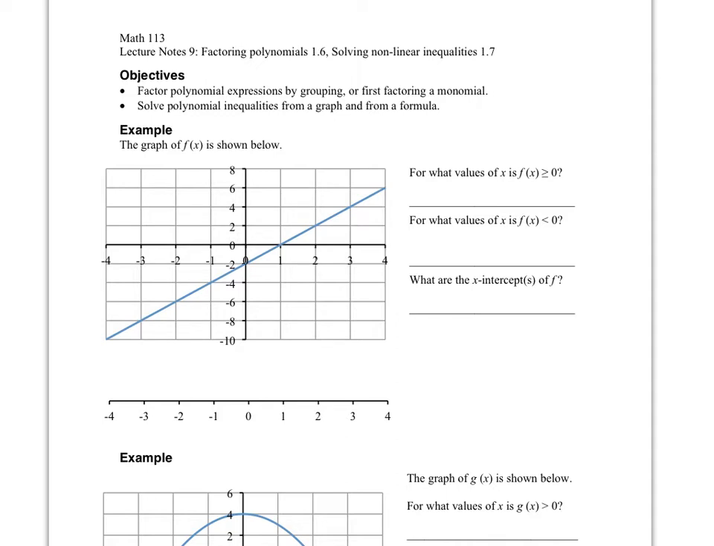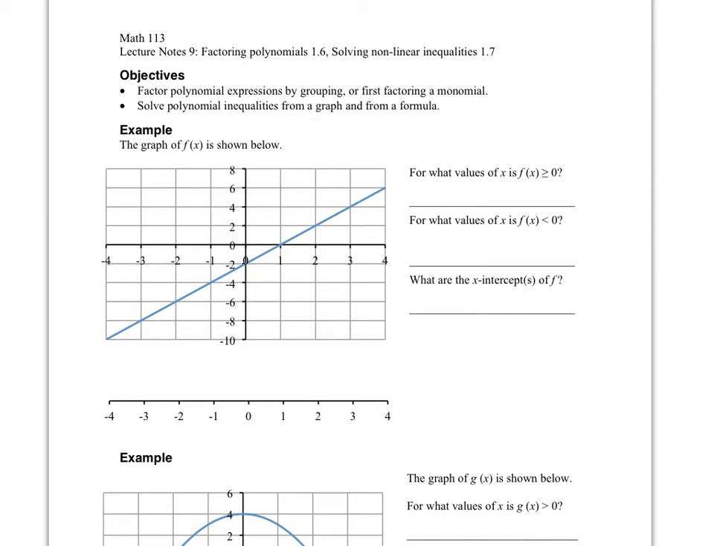The main objective is to factor expressions by grouping, which we have done before at least twice. Or you need to factor a monomial first and then do grouping. The new part is going to be this: to find or to solve inequalities. And this is actually pretty straightforward.